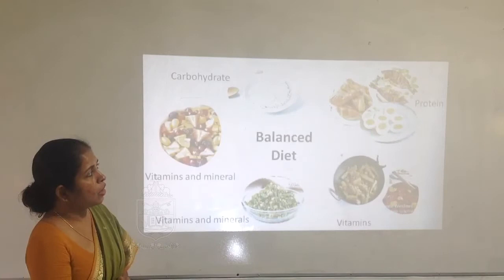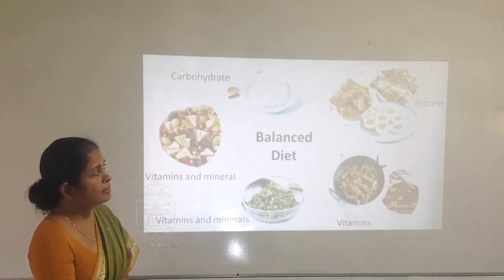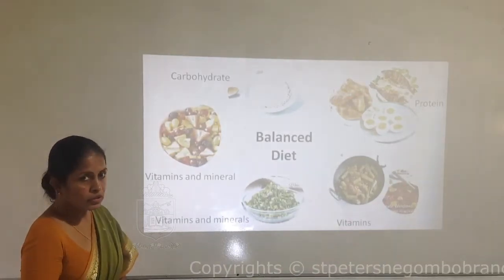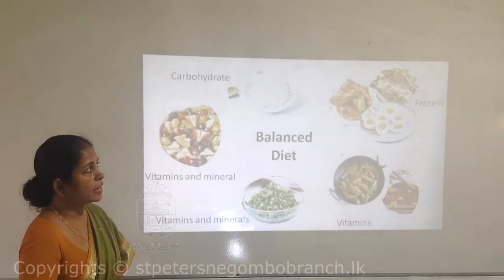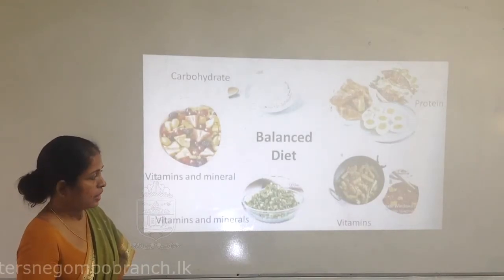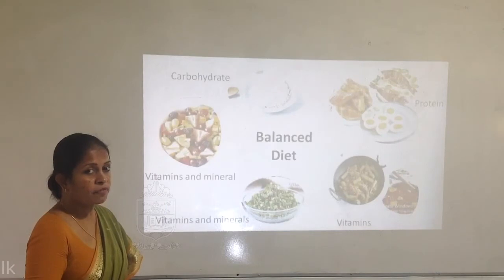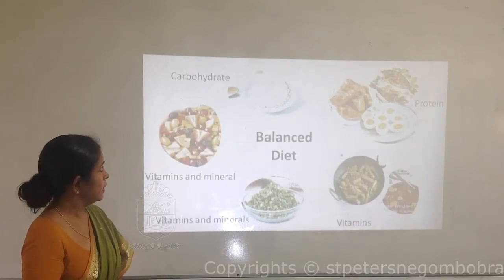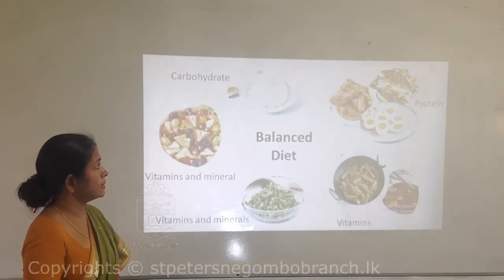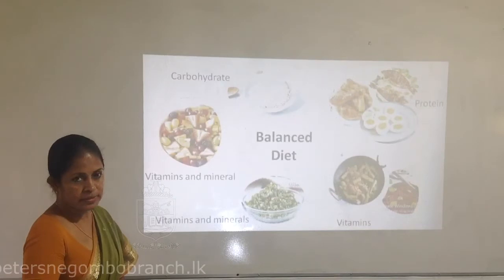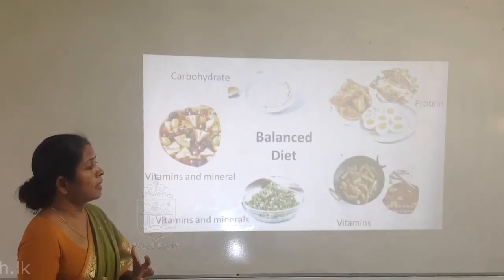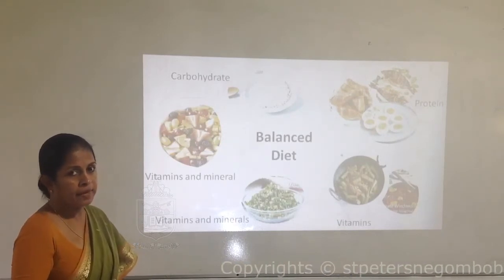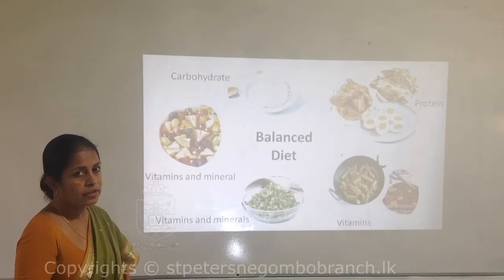For proteins, we can add some meat, fish or chicken. Chicken, meat, fish, egg. And for vitamins, you can get some vegetables and green leaves. And from the fruits also, you can get all the vitamins and minerals. And the main course should be a staple food, carbohydrate, which can be noodles, pasta, rice or anything.